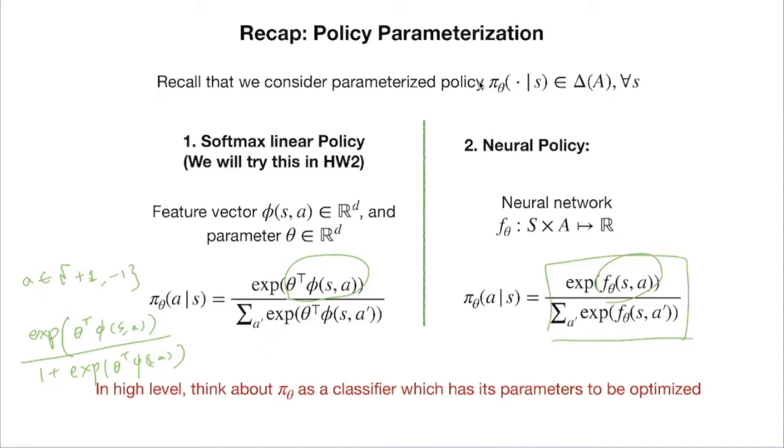If f theta's range is from negative infinity to positive infinity, then this function can approximate any policy, a uniform policy or a policy that puts all the probability mass on a particular action, because you have this exponential on this value.